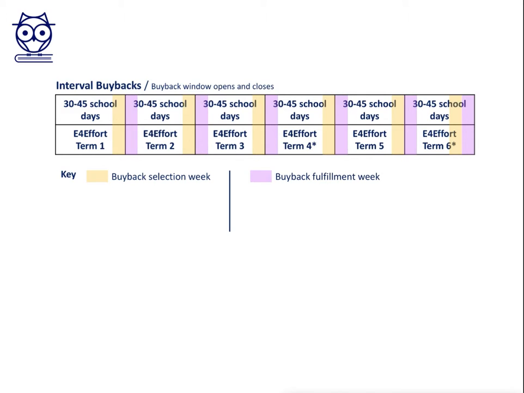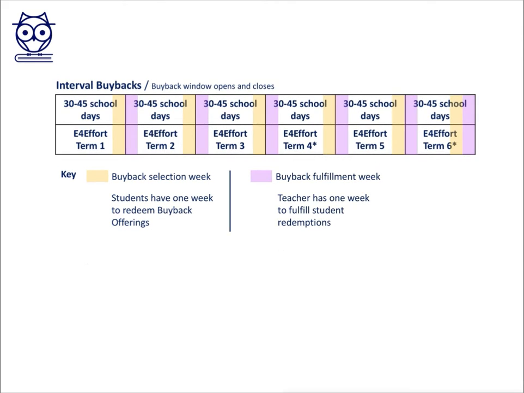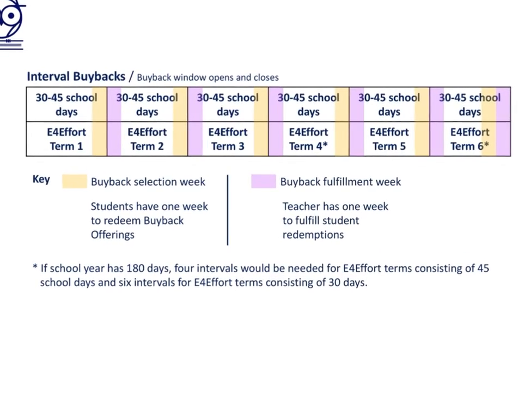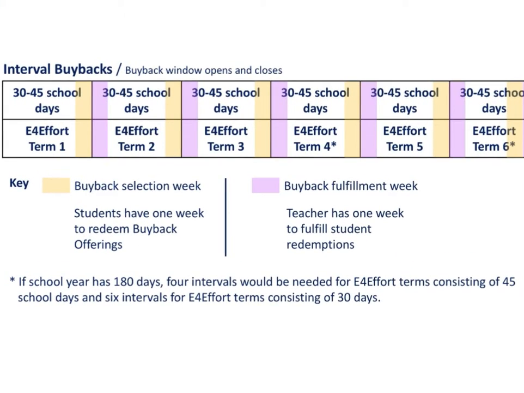Students earn effort shares for 5 to 8 weeks before their first buyback selection week. Buyback offerings are set up to be visible on student portals only during buyback selection weeks. The teacher fulfills student redemptions before the end of buyback fulfillment week, represented by the violet bars. Students then have 5 to 8 weeks to earn effort shares before the next buyback selection week.